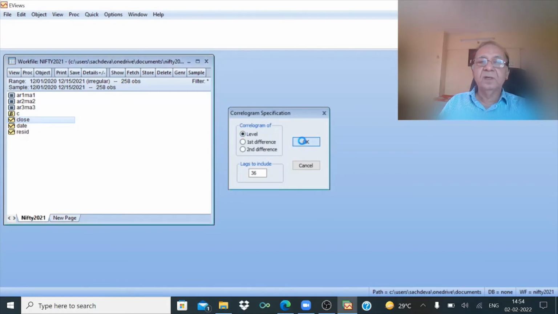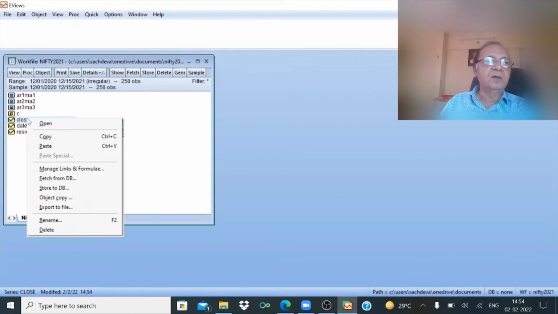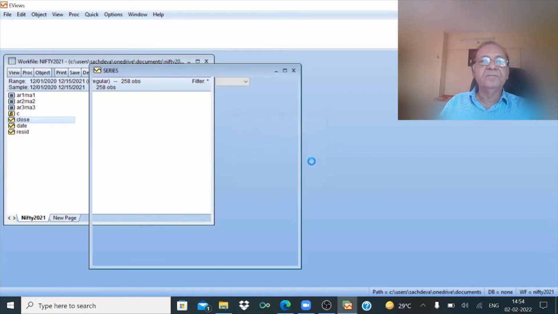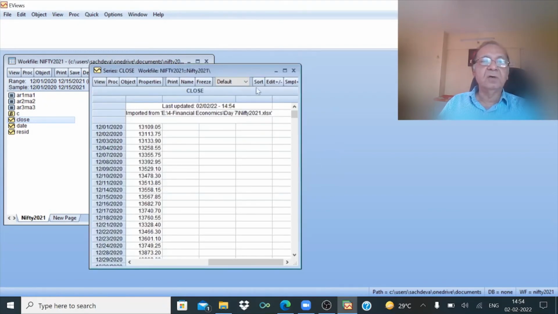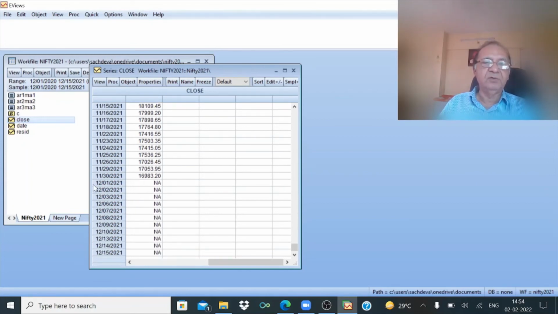Okay, now if we see the close view, we can open it and we can see the level. It is showing this one, but the higher values are showing not available. 12.1, 12.2, they are not showing. So these are not there.